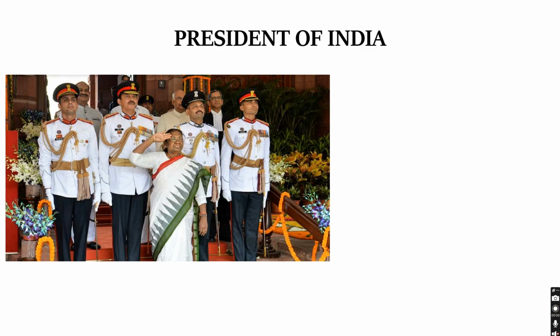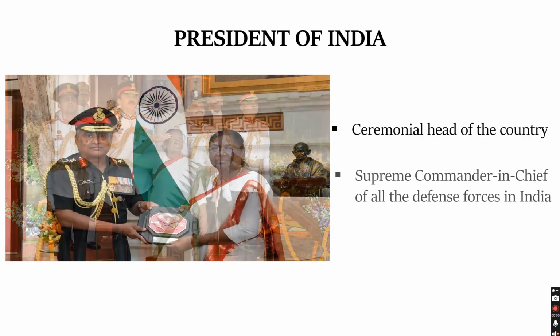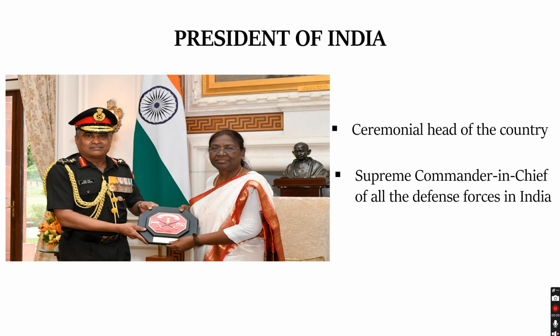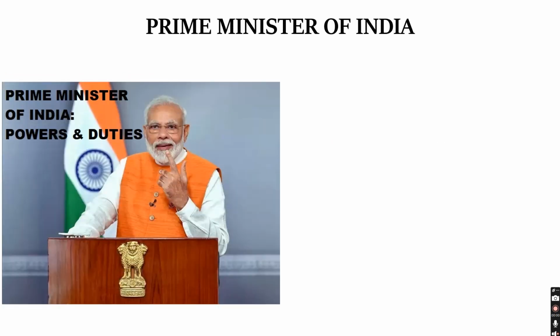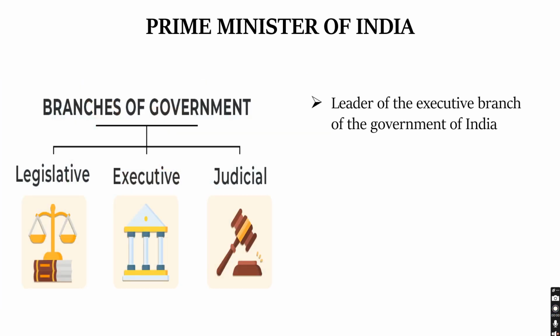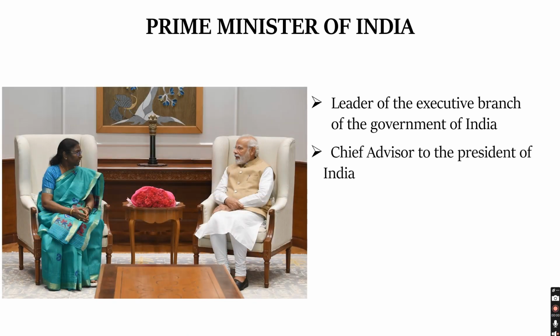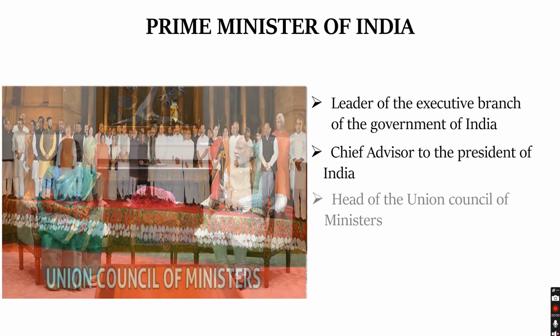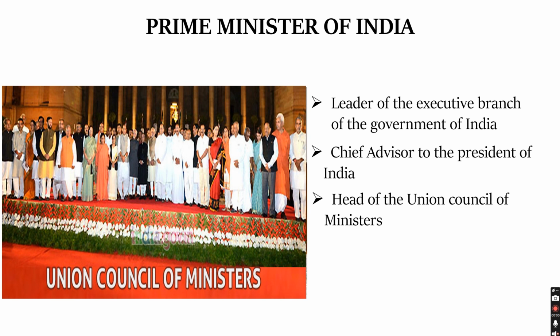Well, the President of India is the ceremonial head of the country and the supreme commander in chief for all the defense forces in India. However, it is the Prime Minister who is the leader of the executive branch of the government of India. Yeah, he is the leader of the executive branch. And the Prime Minister is the chief advisor to the President of India. And also he is the head of the Union Council of Ministers.